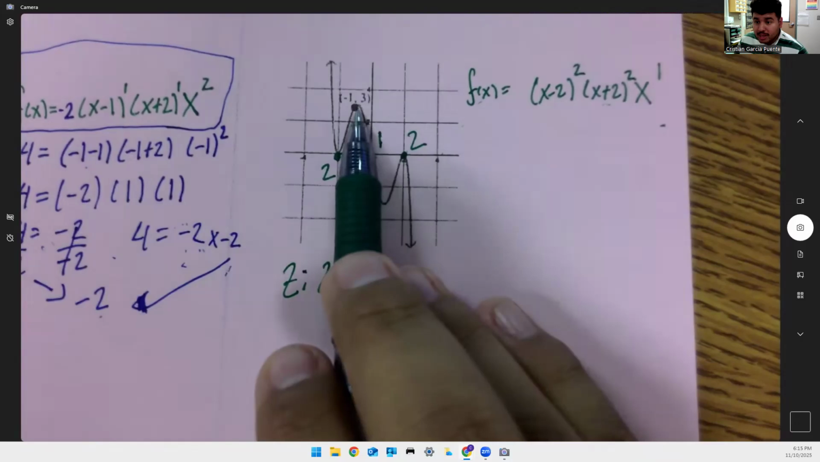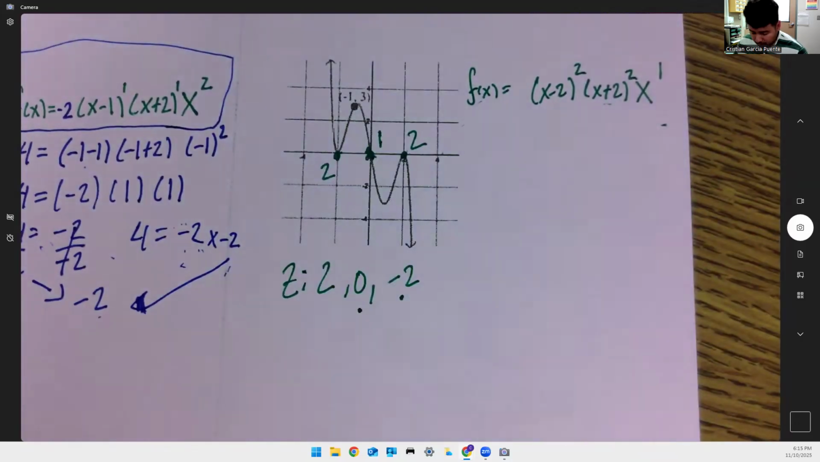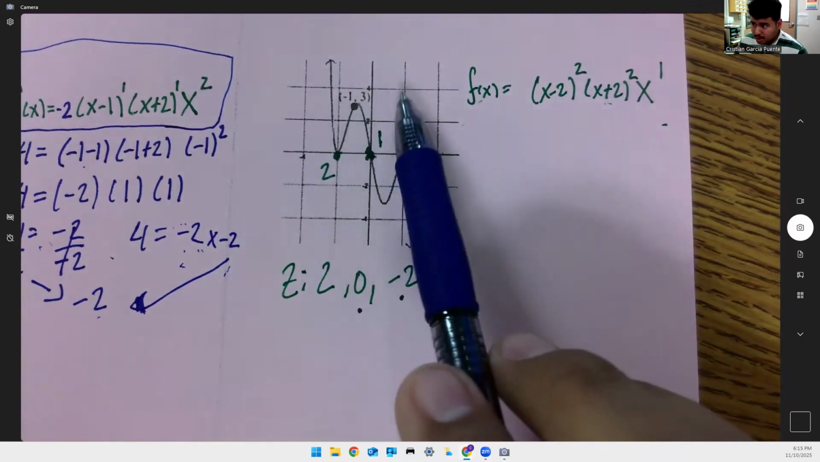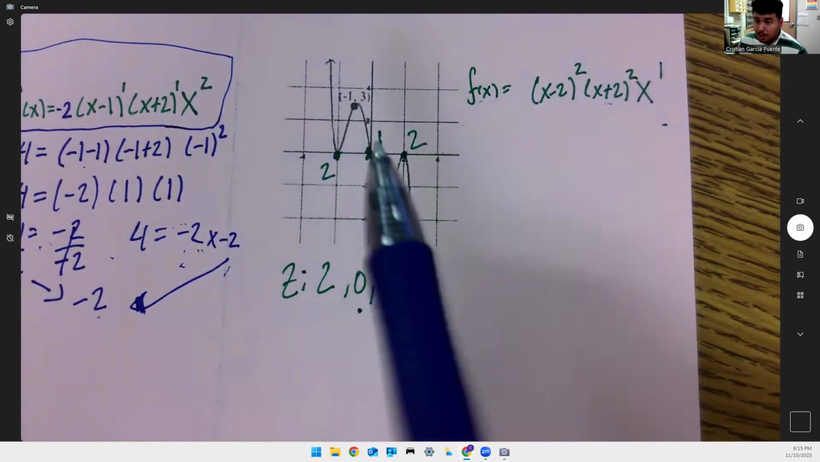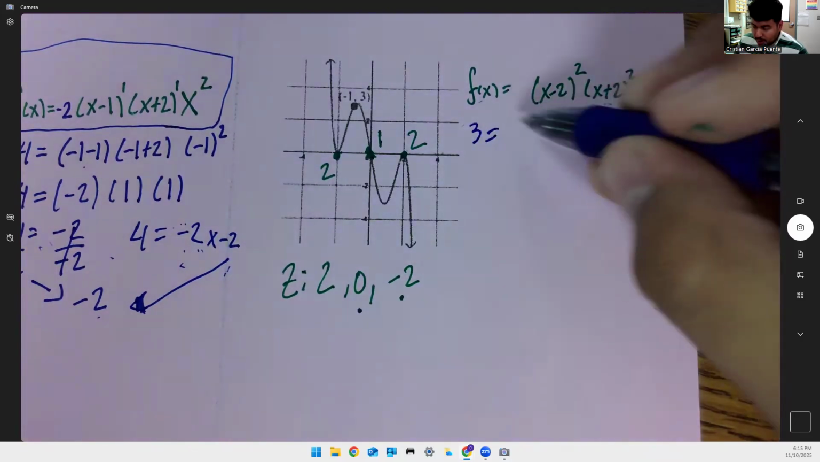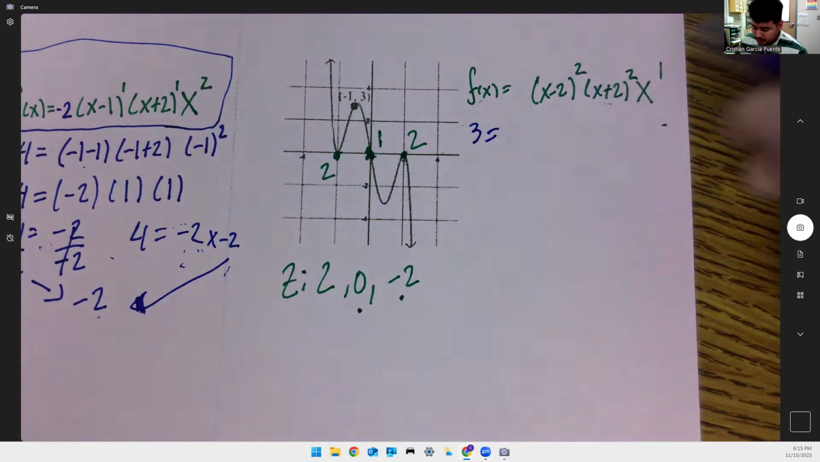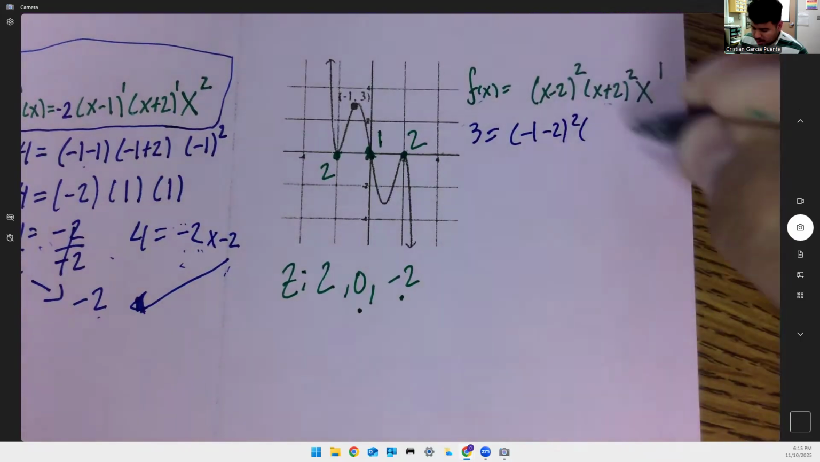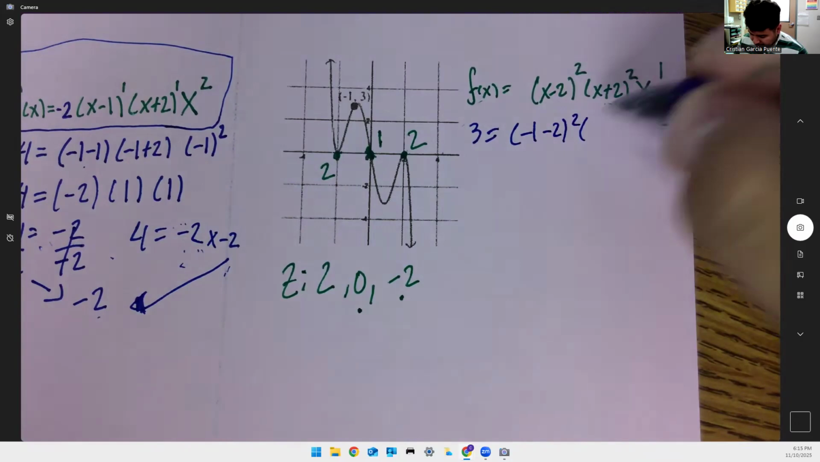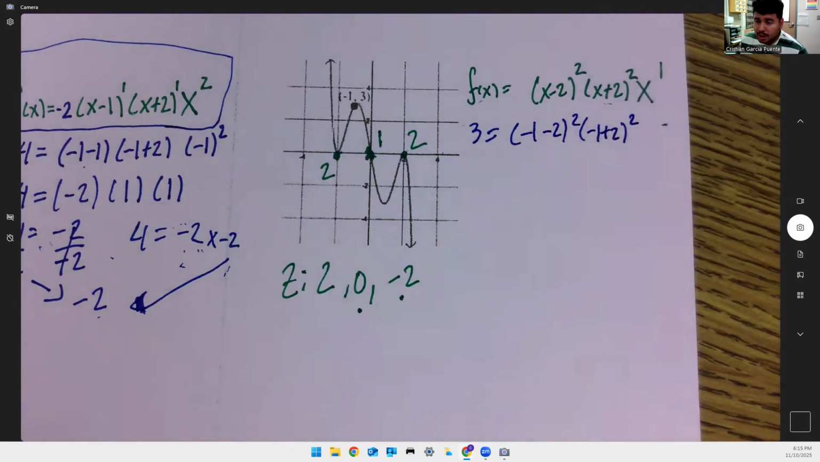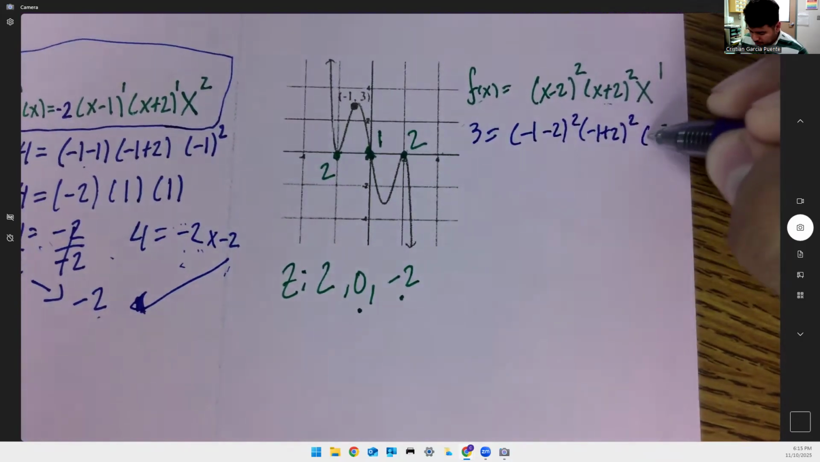And now you see how our point this time is actually negative 1, 3. So the negative 1 is what we're going to be replacing the x with, and the 3 is what we're going to put on the outside. So what are we going to put on the outside? 3. And then wherever there's x, we're going to replace it with negative 1. So we see an x right here, so I'm going to put a negative 1. Minus 2. Another x, so I'm going to put a negative 1. Plus 2. And then another x, so I'm going to put a negative 1.